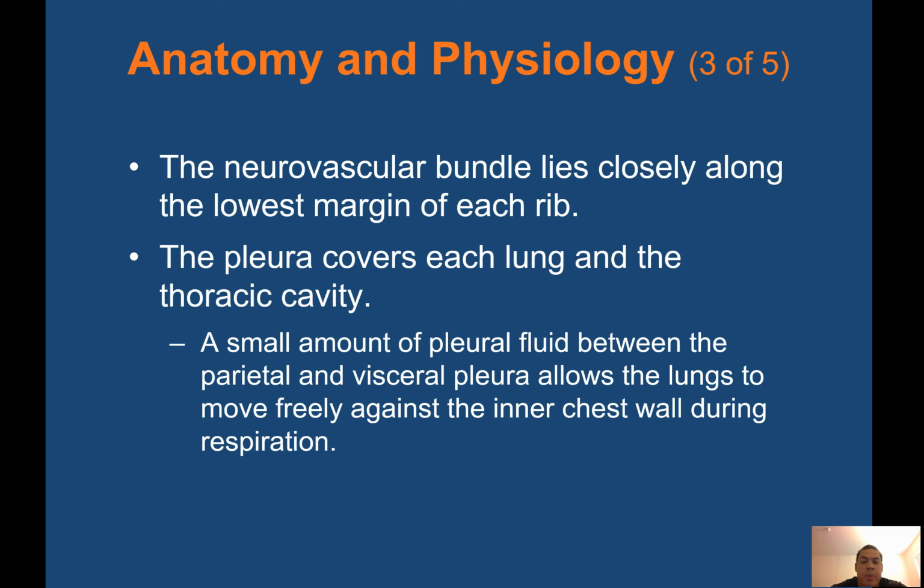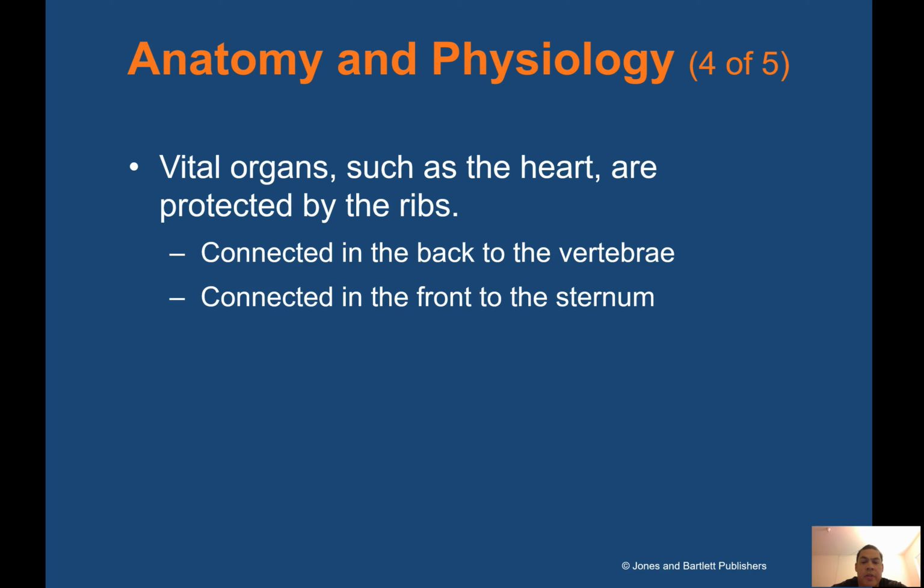The neurovascular bundle lies closely along the lowest margin of each rib. The pleura covers each lung and the thoracic cavity. A small amount of pleural fluid between the parietal and visceral pleura allows the lungs to move freely against the inner chest wall during respiration. Vital organs such as the heart are protected by the ribs, connected in the back to the vertebrae and in the front to the sternum.